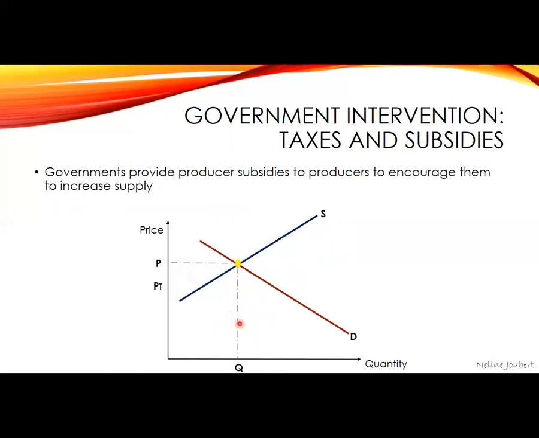When it comes to subsidies, your governments provide producer subsidies in order to encourage producers to increase their supply. So what happens is there is a subsidy paid, decreasing the price of the product, and this will, at the lower price, increase the quantity that is consumed. And it can also increase the supply of the business so that the increase in the quantity demanded can be met.